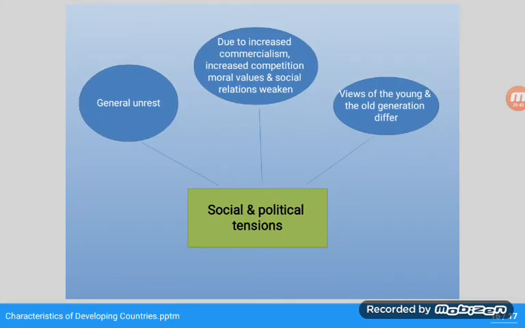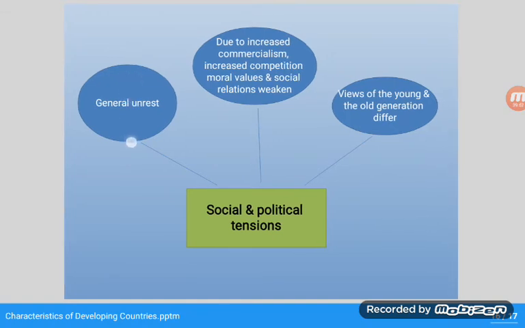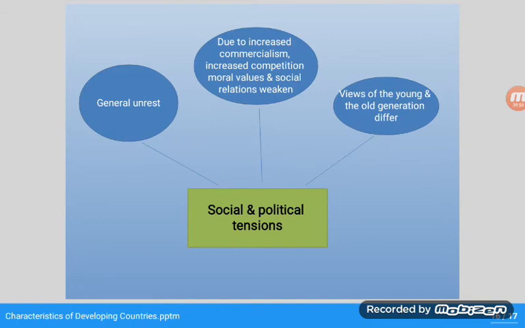Then usually, I think this is my last point, that in developing countries we see social and political tensions and there is general unrest. Sometimes this unrest is related to supply of electricity, supply of gas, supply of wheat, supply of sugar. Okay, one or the other, some kind of unrest is prevailing in that country.